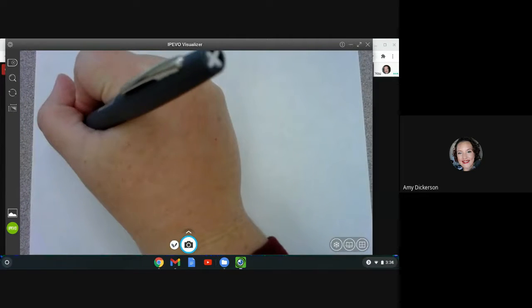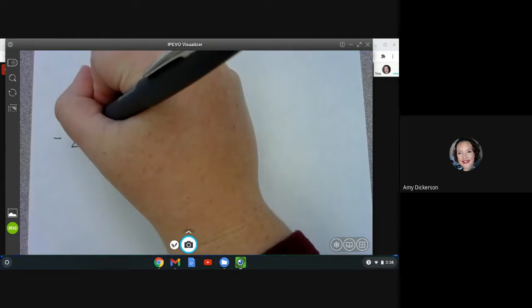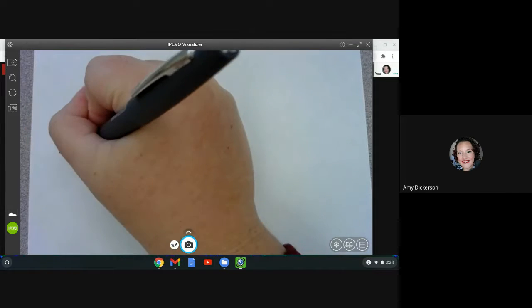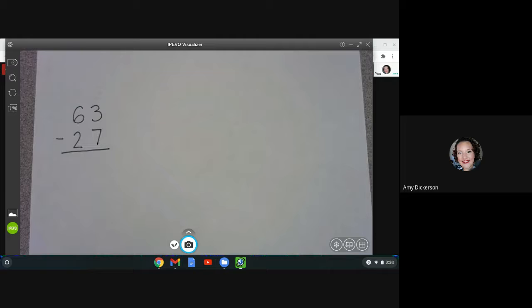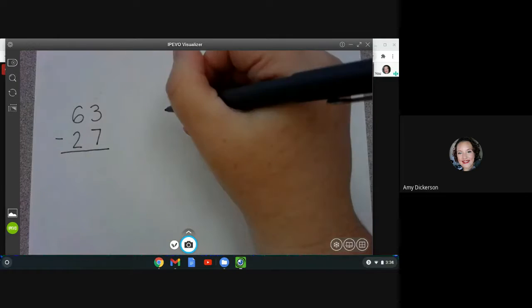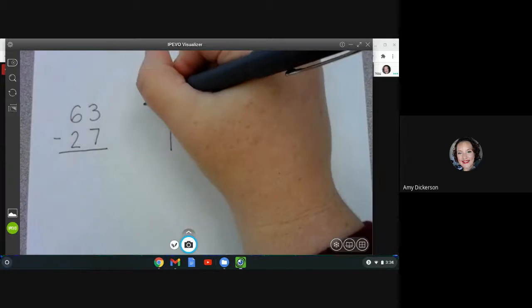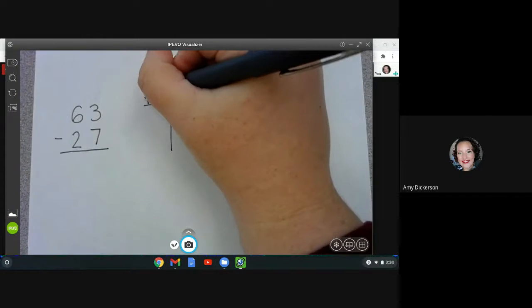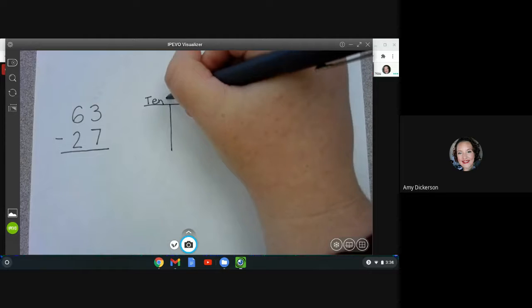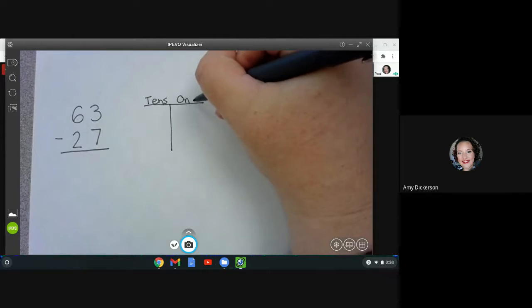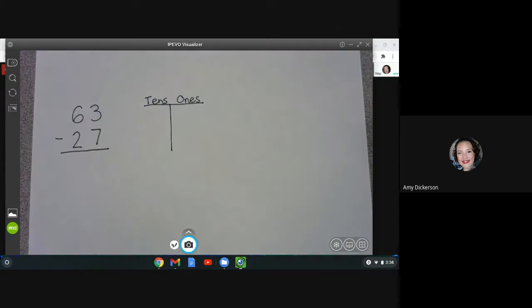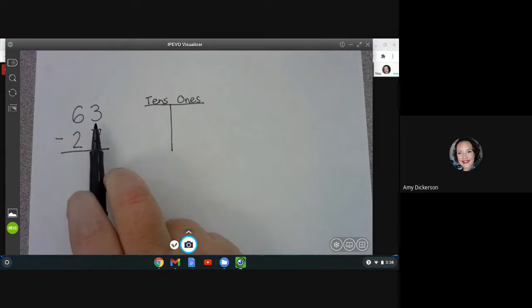63 minus 27 equals blank. Well, I know I'm going to draw out my tens and ones, so I'm going to go ahead and put my chart here and write tens at the top and ones at the top. All right, see, do I need to regroup? Do I need to borrow a 10?